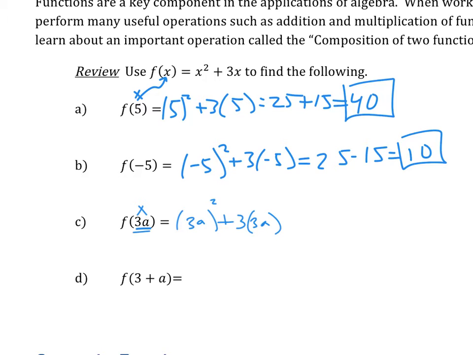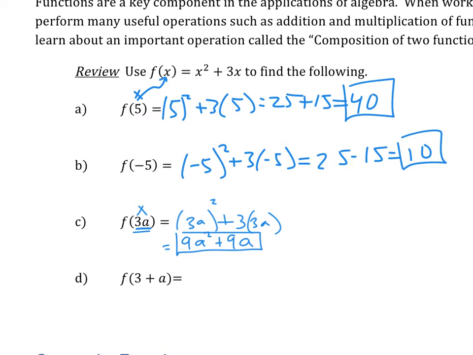Now it's just a matter of simplifying. When we square, remember we square both of these here because they're in parentheses. Got to write that in parentheses. If you don't write that in parentheses to start with, you're going to have trouble. Now, this is not distribution because there's no plus in there. So it's 3 times 3a. So 3 times 3 is 9 times a. Okay? So there is f of 3a. So we can plug in positive numbers. We can plug in negative numbers. We can plug in variable numbers like 3a.